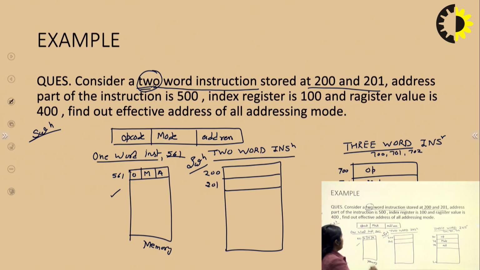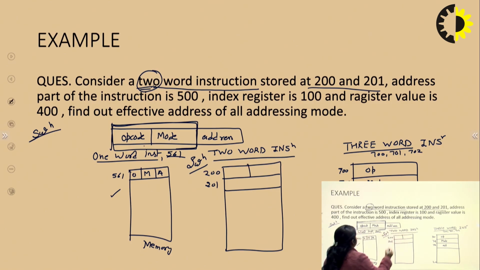Now, the restriction is that in the two word instruction, the first two parts of the computer instruction format you have to combine in one location, that is opcode and mode, and in the next there is an address. You have to remember this always. And why is this written here? That is because that particular location combines two values, 200 and only 201.